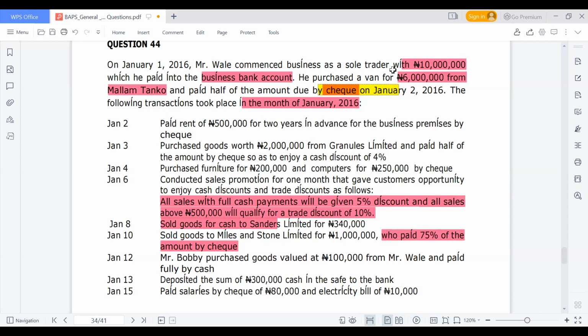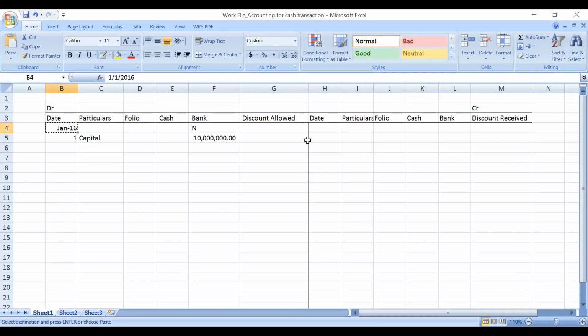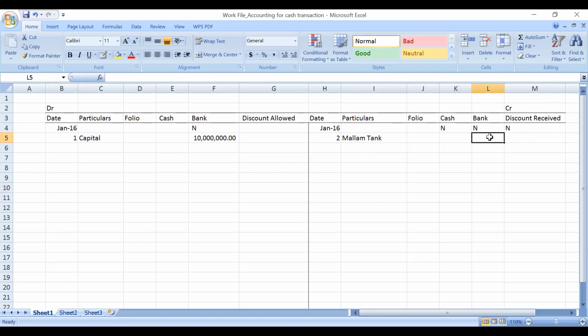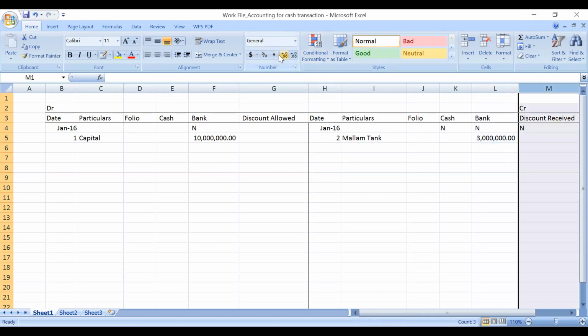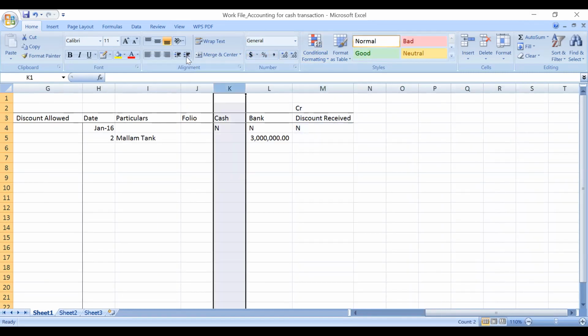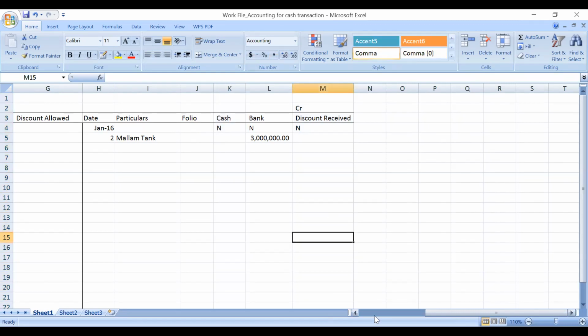So we are going to say date now. Let me also bring it here. Copy this, and I'll maintain this one as well, and put the naira sign here, here and here as well. On 2, I just need to write the name of the supplier, which is Malam Tanko. How do you make the payment? You pay via the bank as well, which is 3 million. All right, so that is that.